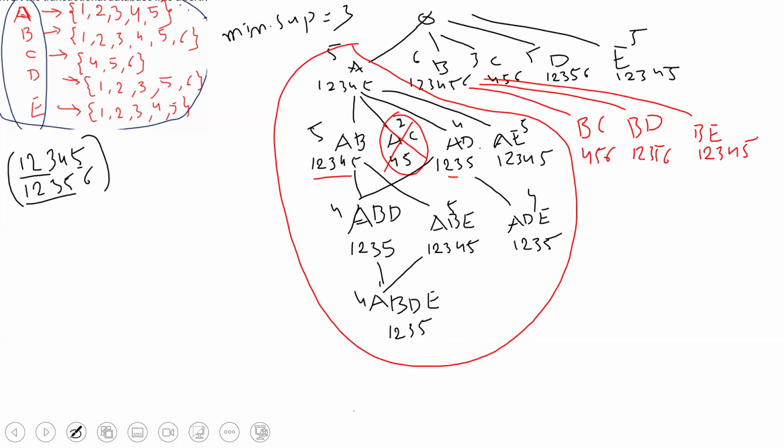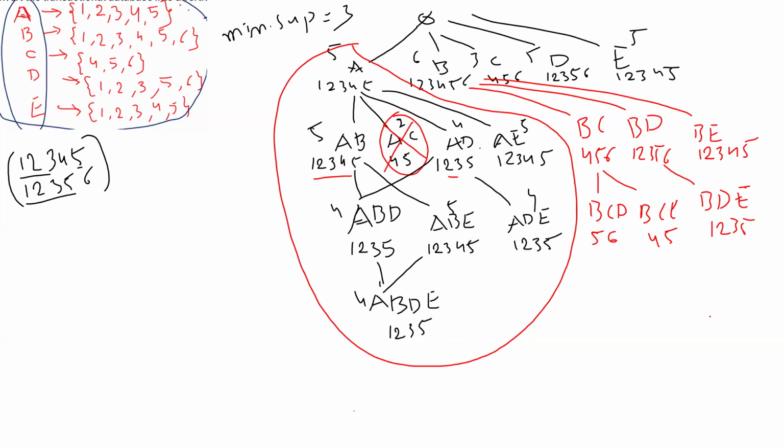Now, the support of everything is greater than or equal to 3. This is 3, this is 5, this is 5. So we extend BCD, BCE, and BDE. What about BCD? What is the intersection? It is 5, 6, right? What is BCE? The intersection is 4, 5. What is the intersection of BD and BE? 1, 2, 3, 5, 6 and 1, 2, 3, 4, 5. It becomes 1, 2, 3, 5. So this becomes these two.